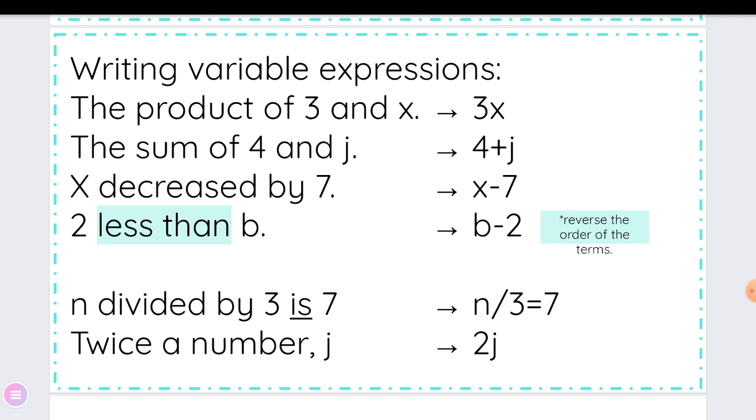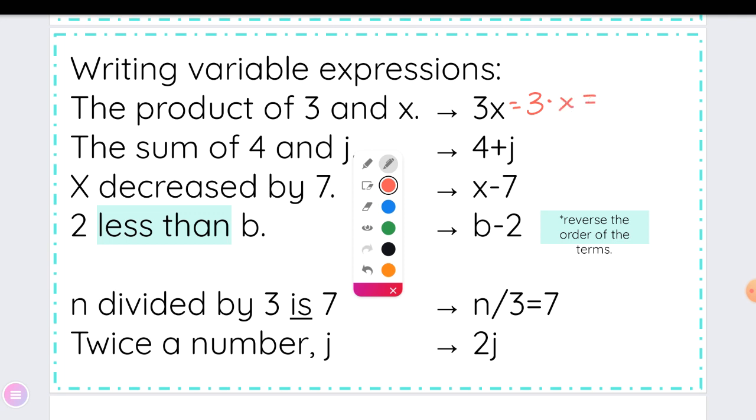So the product of 3 and x. What does product mean in math? Times. Multiply. Does that say 3 times x? Yes. Why, Bryce? Why does it say 3 times x? Because it's 3 then x. No, it's an invisible one. Because of the invisible multiplication sign. So let's write that up here. 3x. 3x means 3 times x.